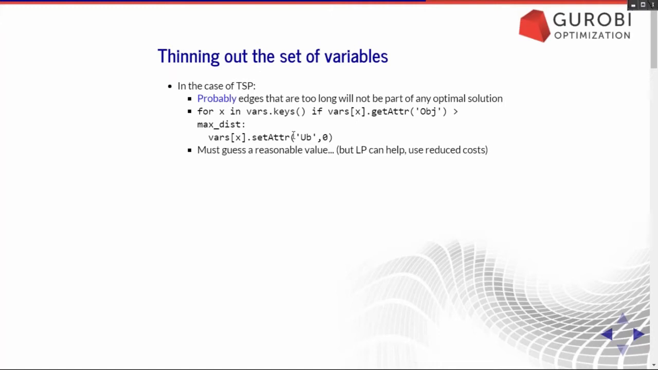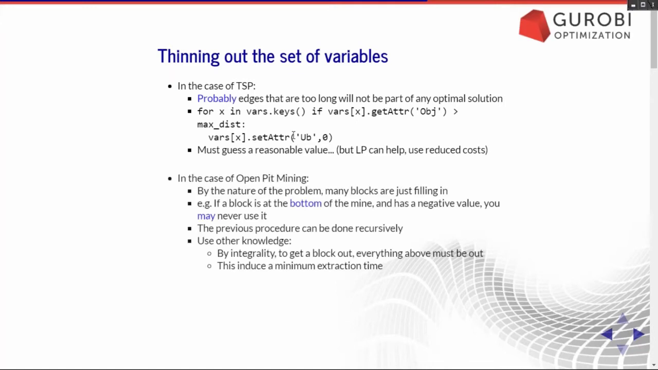And actually, you can do better in the case of the TSP. If you use the LP to look into the reduced cost of the edges, you don't even have to guess what is a good distance. It's enough to set an upper bound to 0 for those edges that have a reduced cost that is too large for a given value.